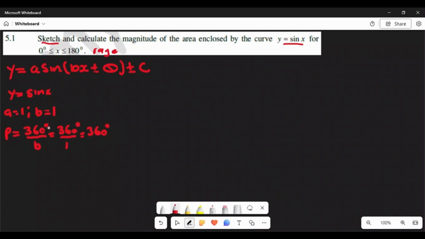Now remember, our sine graph looks like this. Let me draw something here. It looks like this. It will turn and cut and turn and cut. As you can see, our graph starts from 0. It turns here, it cuts here, it turns here, and also cuts here. So we need to know these values where it turns and cuts.